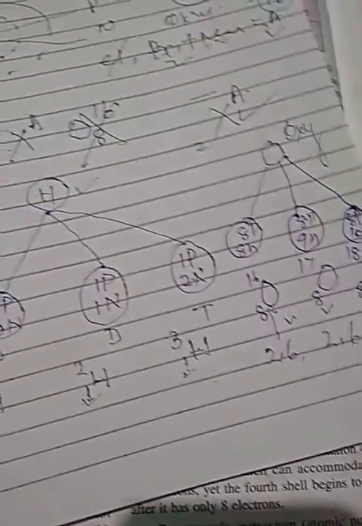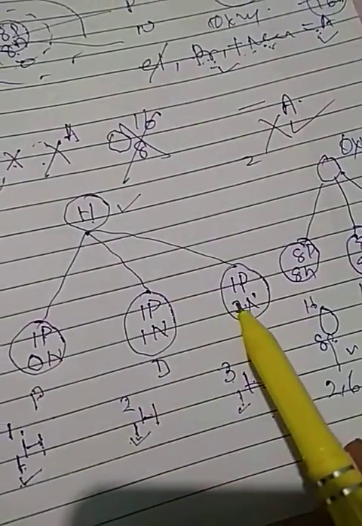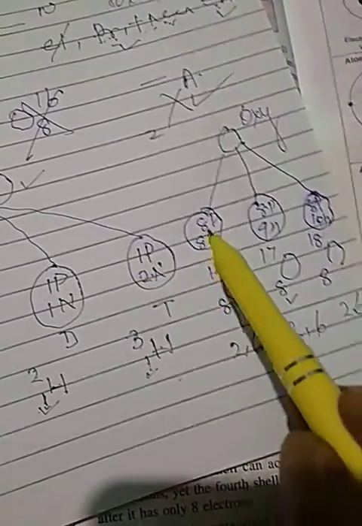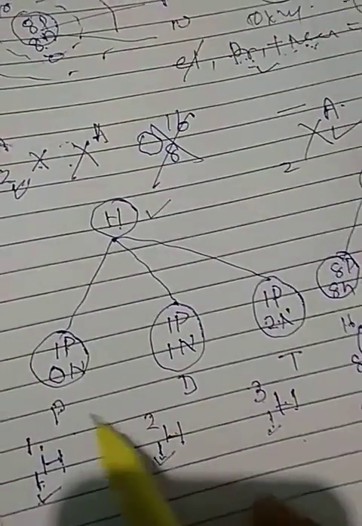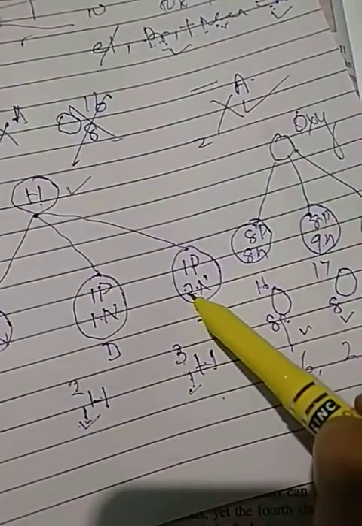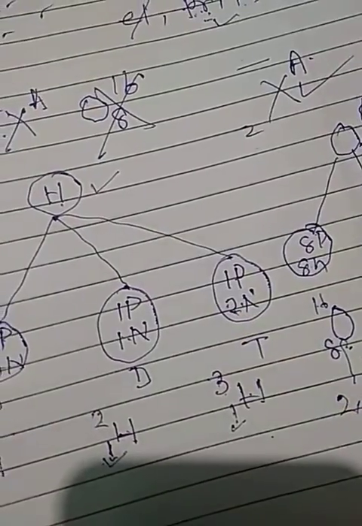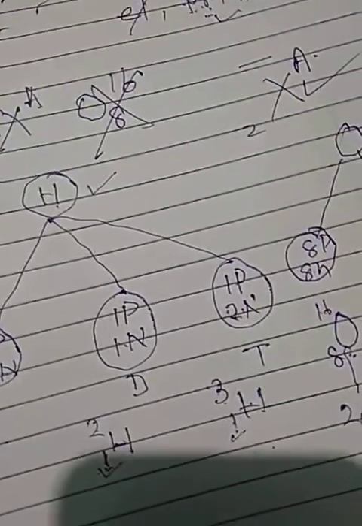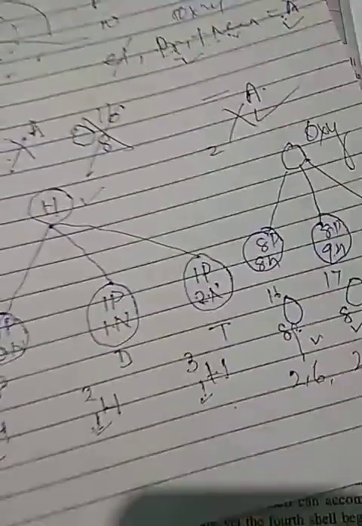So if we see, my dear friends, all the isotopes of hydrogen or oxygen or carbon or any isotopes, why do they differ? They differ only due to the number of neutrons. Why? Because the number of protons and number of electrons are the same, but they differ only in the number of neutrons. There should be no confusion.